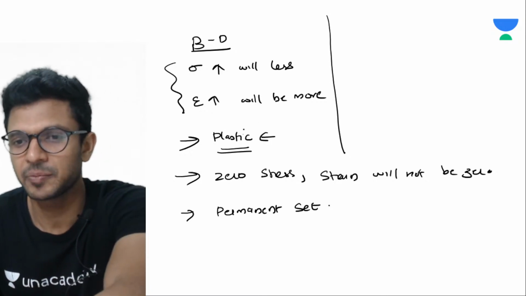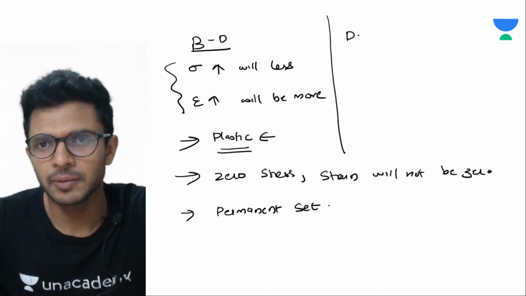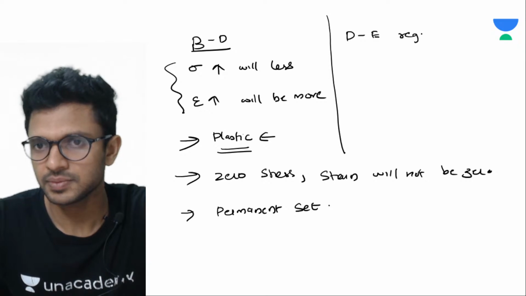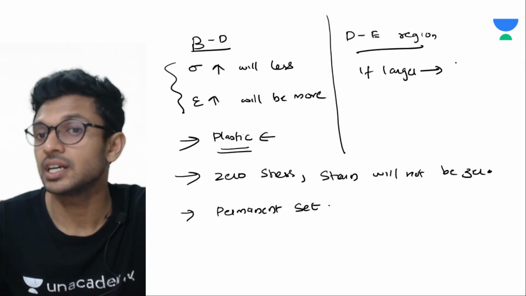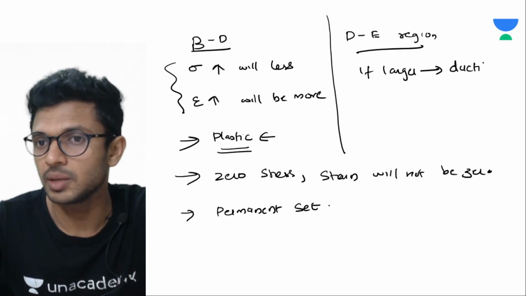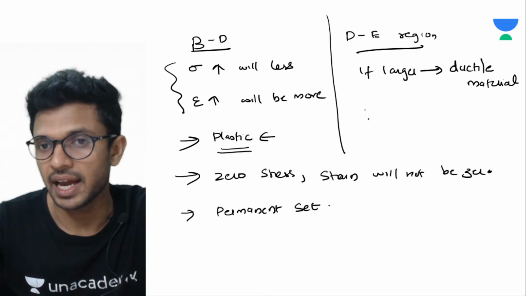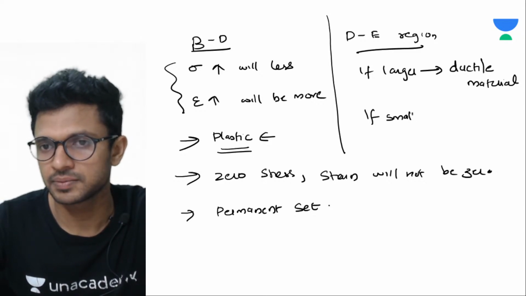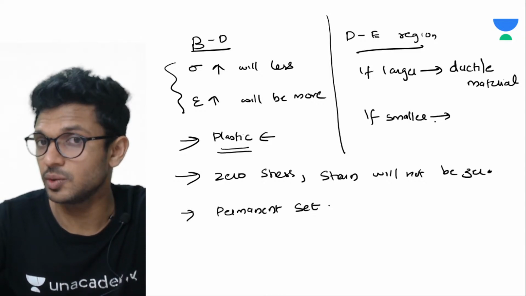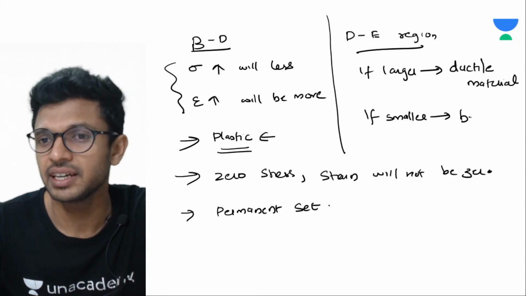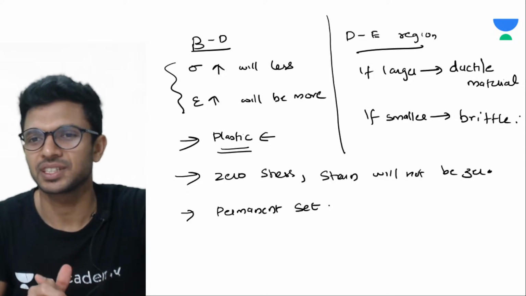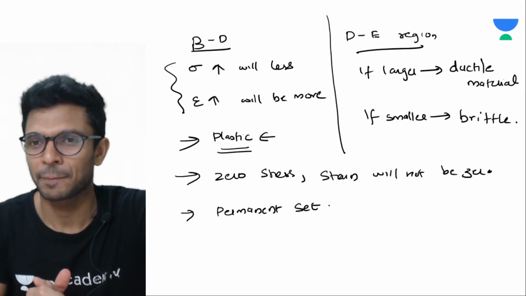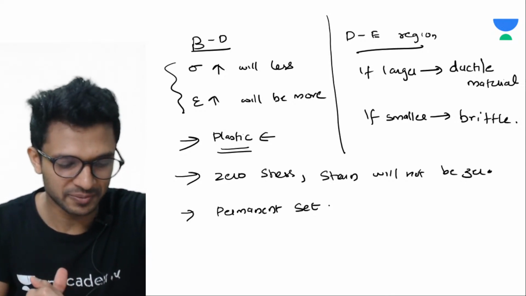So shall I write it there? DE region, if larger, what kind of material will we have? We'll have ductile material. And if it is smaller, what kind of material will we have, bachcha log? Yes, we'll have brittle. Brittle means those materials which break so easily. Clear? Is it clear, mera bachcha log?